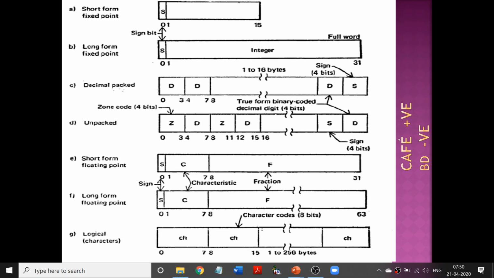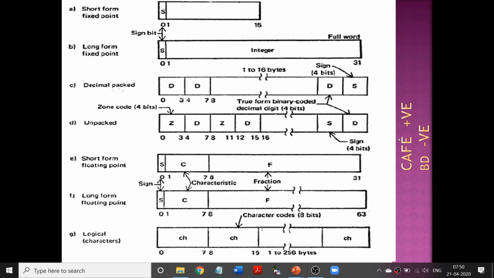When you study data types, you will say there is integer data type, there is double. So like this, we are going to see some of the data types here in IBM 360. Only thing is the names are a little different here. So the first data type here is short form fixed point number, which means there are no decimal places.